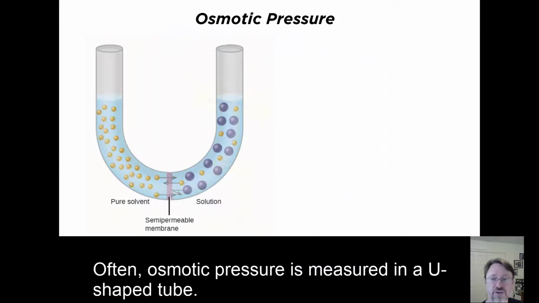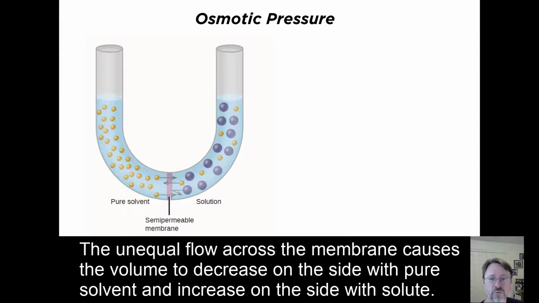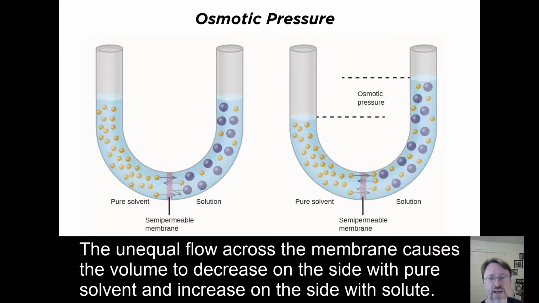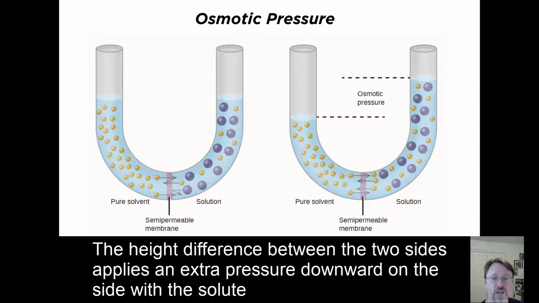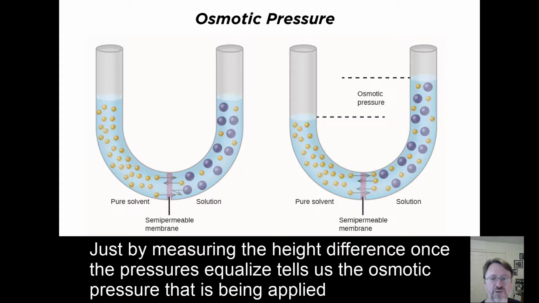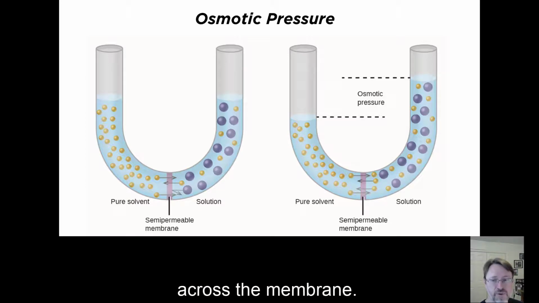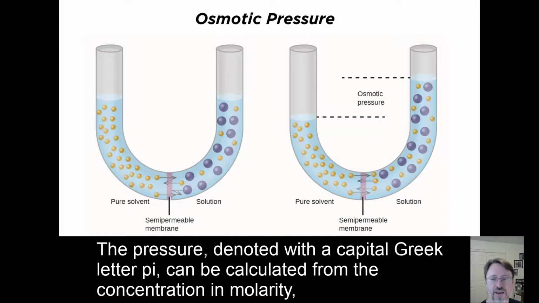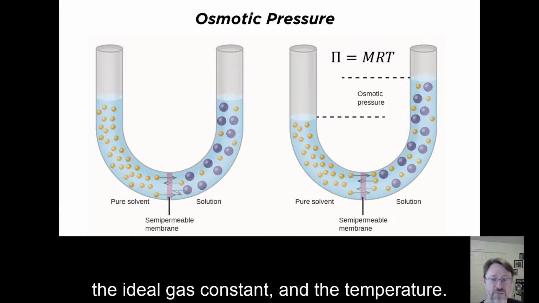Often osmotic pressure is measured in a U-shaped tube. The unequal flow across the membrane causes the volume to decrease on the side with pure solvent and increase on the side with solute. The height difference between the two sides applies an extra pressure downward on the side with the solute due to the weight of the extra liquid. Just by measuring the height difference once the pressures equalize tells us the osmotic pressure that is being applied across the membrane. The pressure, denoted with the capital Greek letter pi, can be calculated from the concentration in molarity, the ideal gas constant, and the temperature.